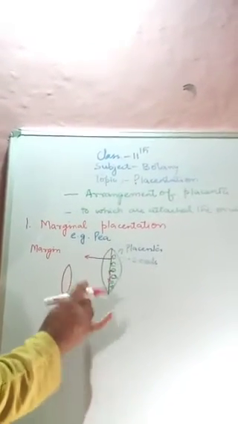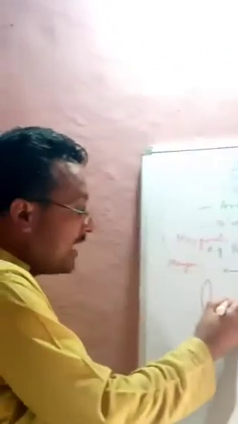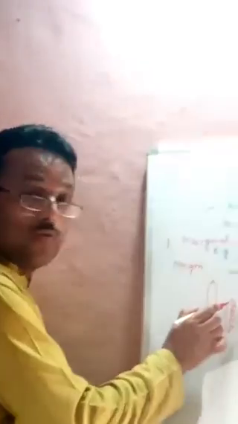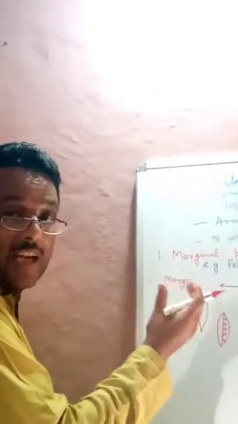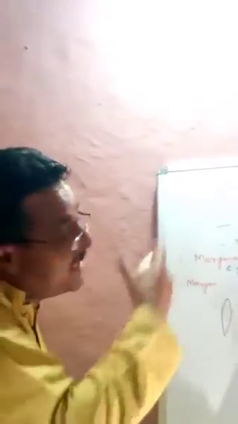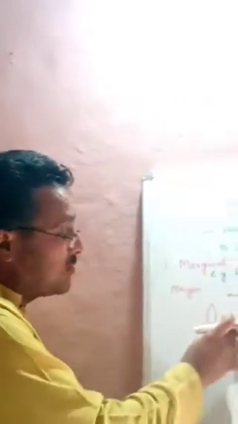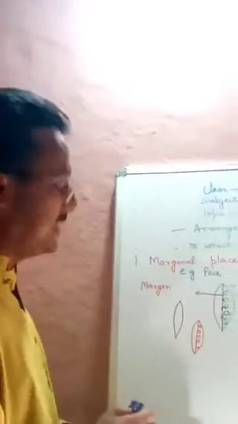This part is called the margin, and at this point we will see the vent-like structure. These vent-like structures are called the placenta, and here we will see the seeds. This placenta gives rise to the ovules attached to it, and we know that the ovules give rise to the seeds. We will find the seed. So this is called the marginal placentation.